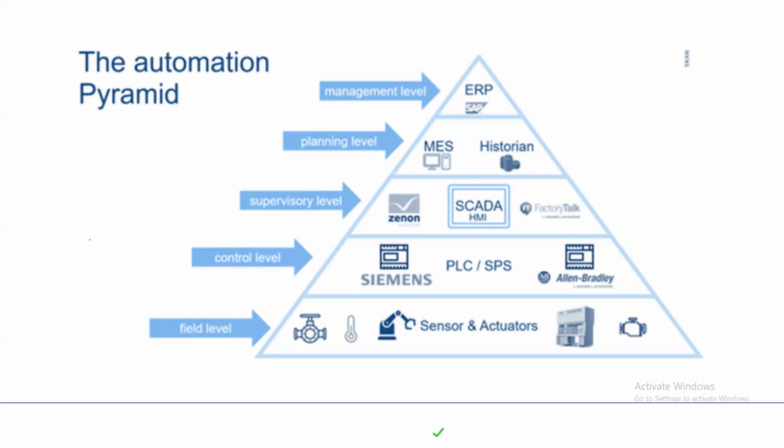We have the field level, which contains the sensors and actuators, like we mentioned. On the second level, we have the control level, where you have your controllers and your DCS systems. On the third level, we have the supervisory level, which is for SCADA. At this level, some people may know different tools, like FactoryTalk, for those with some experience in the field.